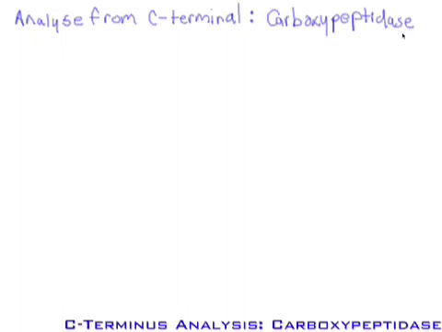Now, carboxypeptidase is an enzyme that itself has 301 amino acid residues. Wow, big amino acid. So I'm not going to take the time to draw it here. I may show you a structure for this molecule in class, but I'm not going to here. 301 amino acid residues in carboxypeptidase.